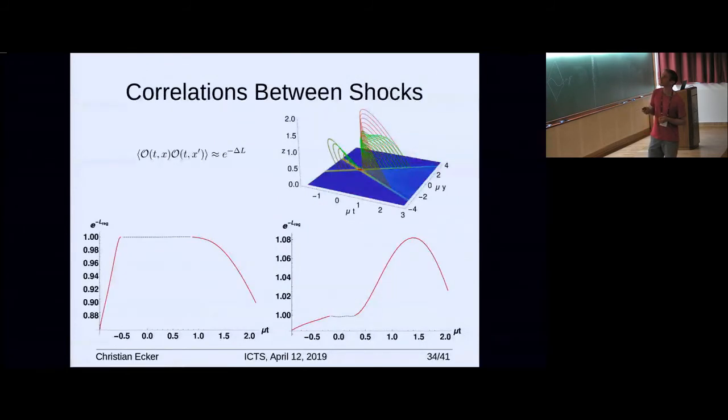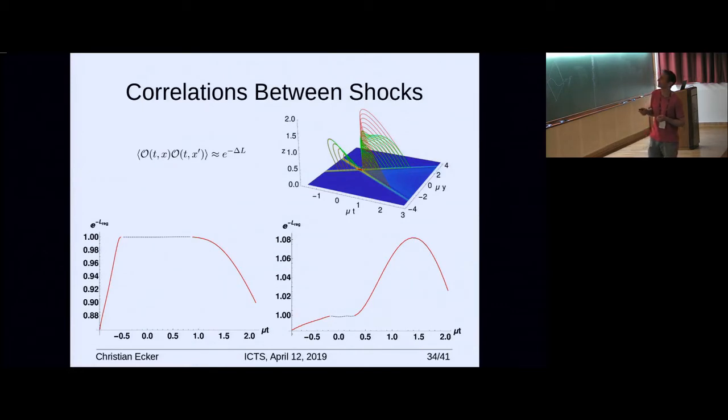So what we have studied here, for instance, is correlations between these shocks. This you can do in holography with this so-called geodesic approximation, which gives you, in the limit of large conformal weight, some expression for the two-point correlation function of scalar operators.